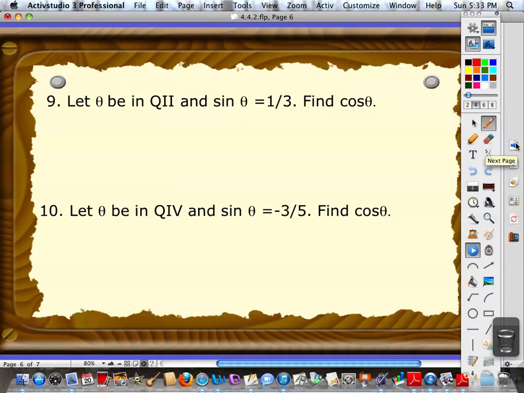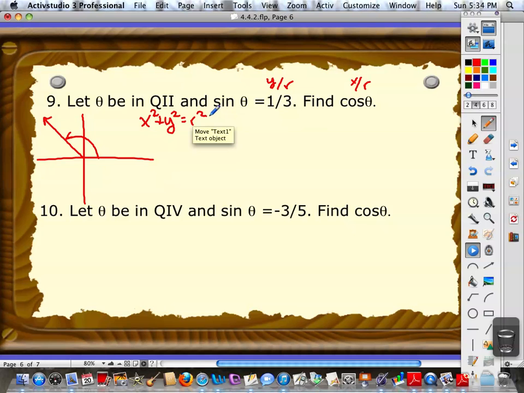All right, a little different type of problem. Theta's in quadrant 2. Okay, that makes it easy. At least we know where it's at. Okay, so we're over here somewhere. Sine of theta is 1/3. Find the cosine. Okay, well, there's a couple of ways we could do that. We could draw the triangles. Okay, we could remember that the sine is y divided by r. Cosine is x divided by r. So I'm going to use y and r to find x. And if you go back, x squared plus y squared equals r squared. Remember that from the other day, from the previous lesson.